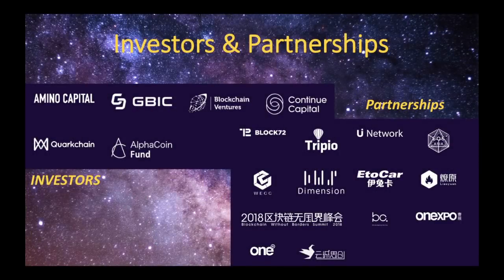So for investors and partners, we have Alpha Coin Fund and Quark Chain as investors. Also, some little known, not very important ones, like Amino Capital and GBig, aren't that big. And we also have partnerships with EOS Asia, which is quite nice. Also Dimension, Tripio, One, WEC. They're quite well known, but not that big.